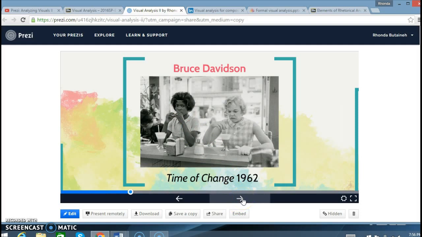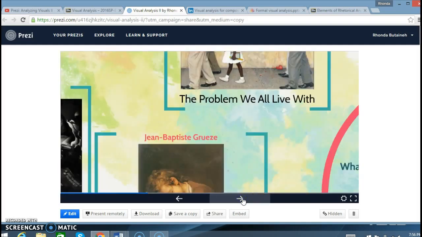Okay, and again, if you were to analyze this, you would have to talk about what is the photographer's purpose? What is he trying to do for the reader? How's he trying to make us feel? Do we trust him? What's the context of the image, the time period, the social issues that are going on at the time? Those are the questions you need to try and answer in your analysis.